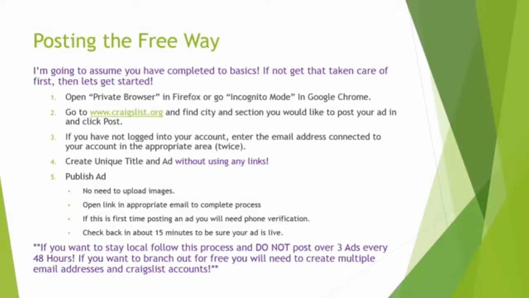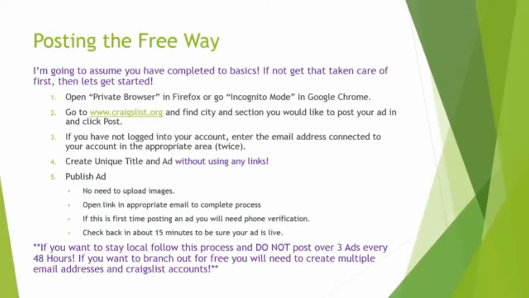Then from there, if you haven't logged into your account, you're going to enter the email address that you created connected to your Craigslist account at the top of the page in the appropriate area 2 times. I'll show you that because I'm not going to be logged into my account. And then you're going to create a unique title and a unique ad without using any hyperlinks. You're not going to put any clickable hyperlinks. I'll show you that when we get to it too, obviously. Once you have all that done, all you've got to do is click publish. We're not going to upload any images.